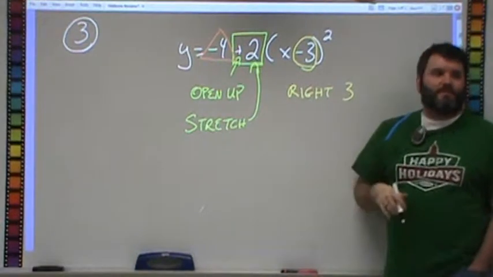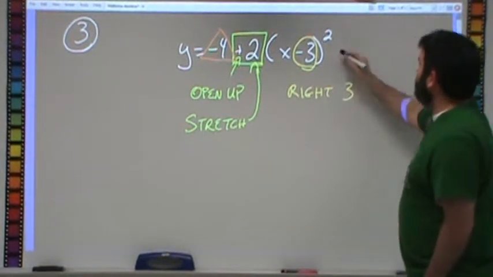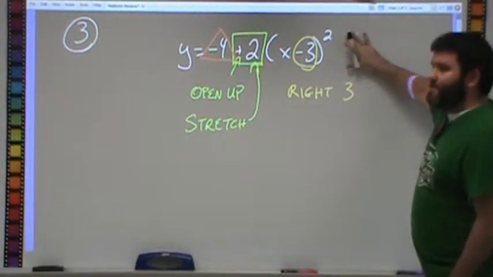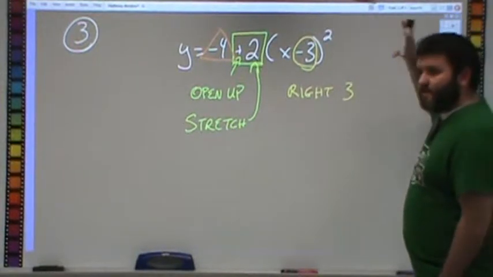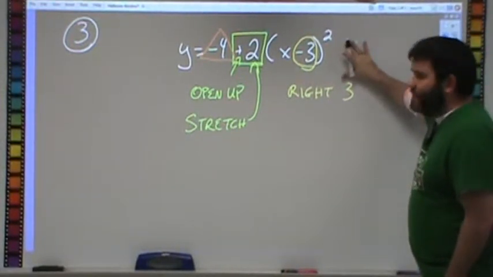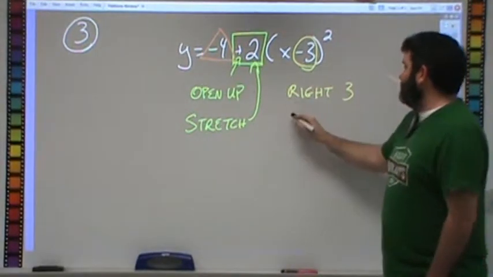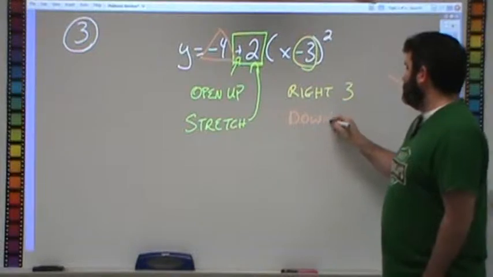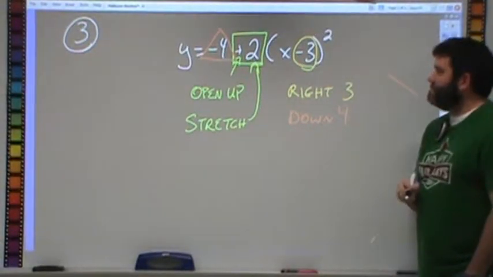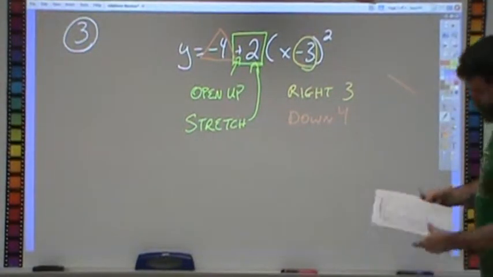The number being added or subtracted on the outside of the problem. Now, a lot of people like to say at the front of the problem. It doesn't necessarily have to be at the front. That -4 could be over here. It's just adding or subtracting that is not inside parentheses. That tells me up or down, and I do exactly what it says. So the fact that this is a -4 means I'm going down 4. Okay? All right.